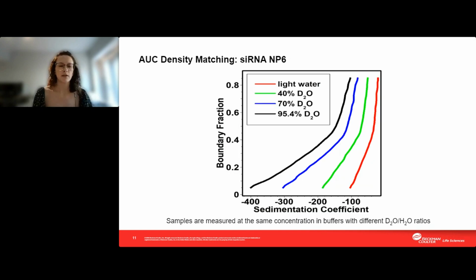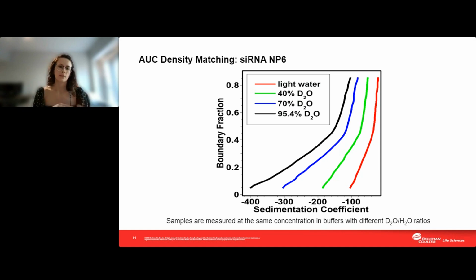So then once you have all of these different experiments run at the different D2O H2O buffer densities, what's going to happen in the software is that it'll go across at each boundary fraction. So say at 0.4, it'll come across and we'll find out what the sedimentation coefficient is for that boundary fraction at each of the different D2O concentrations. It's then going to take those 4 sedimentation coefficients and plot them on a graph of sedimentation coefficient versus buffer density.